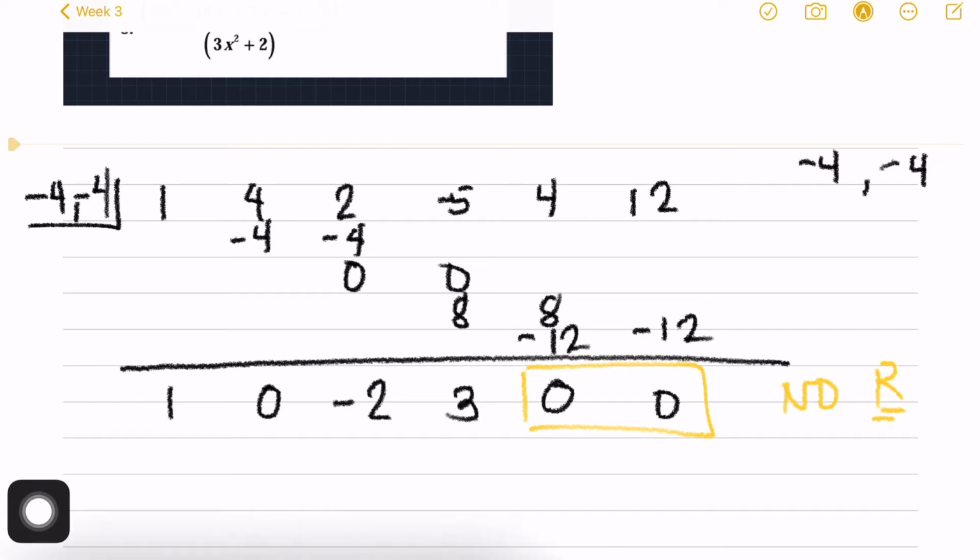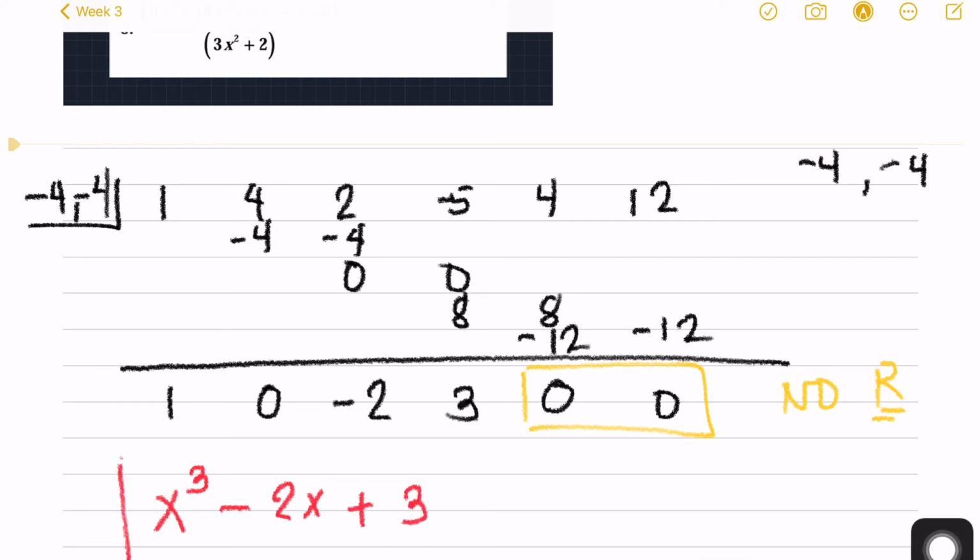So what is our quotient? Since 1 is for the third degree, the first term of your quotient is x cubed. 0 is for the term of x squared. Since 0 yan, hindi na siya ilalagay sa final answer. Followed by negative 2, first degree, followed by the constant term 3. Since there is no remainder, that is our quotient.